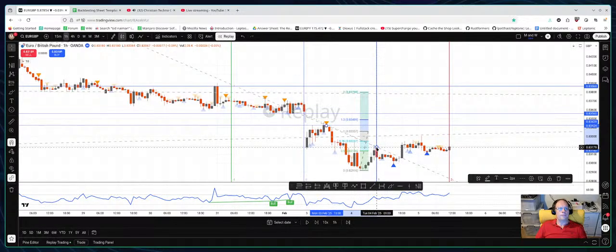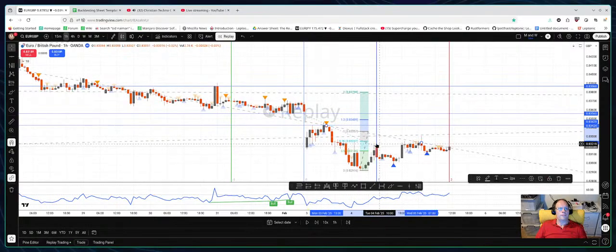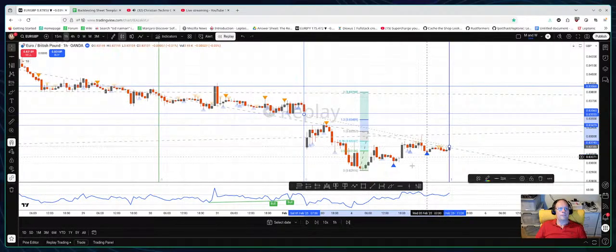So let's change the neckline to here just for fun. It's no longer a grade A setup really. And then the timer gives us more time. But we haven't really got a. Let's see how it goes.